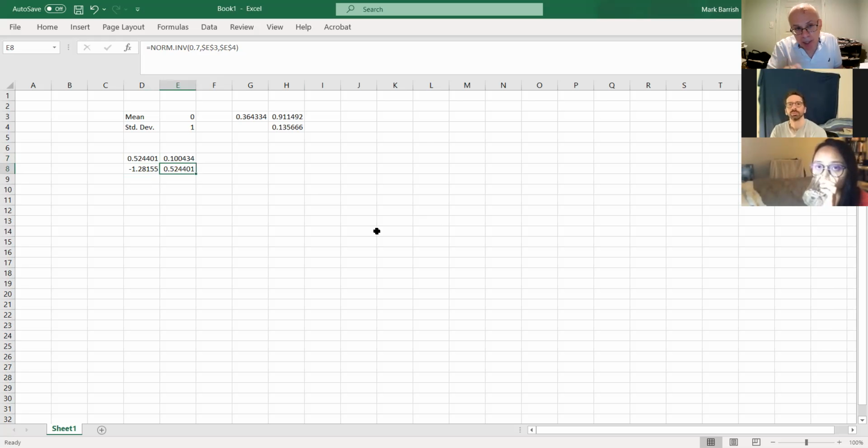I want you to become comfortable with finding these Z's that have various areas to the left and right of them, because we're going to be actually using this in the next section when we do things like confidence intervals and things like that. We are going to be using this technology that I'm showing you.